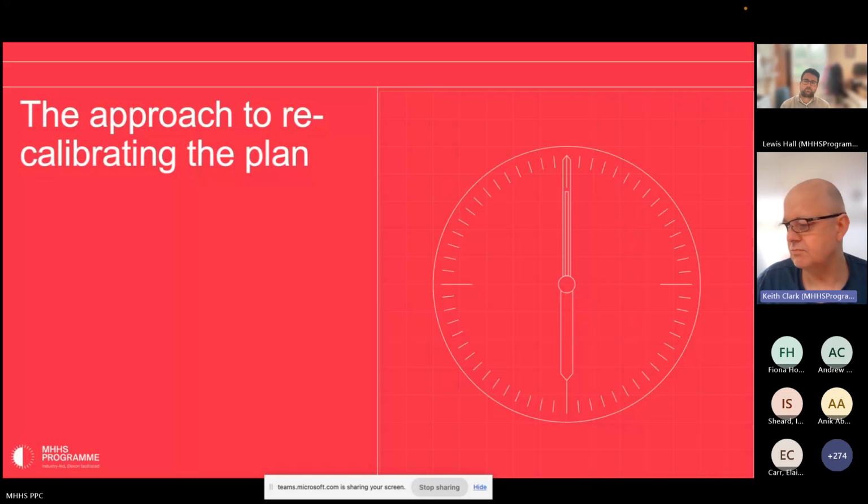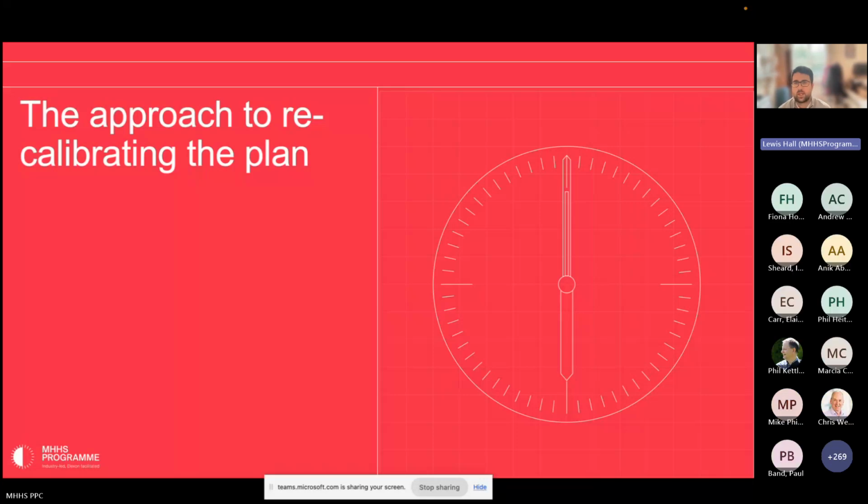Thank you, Lewis. Great, thanks, Keith. Okay, so firstly, we'll take you through the proposed approach to recalibrating the plan, which is what we've been doing over the last 2 months or so. If we just move on to the next slide.